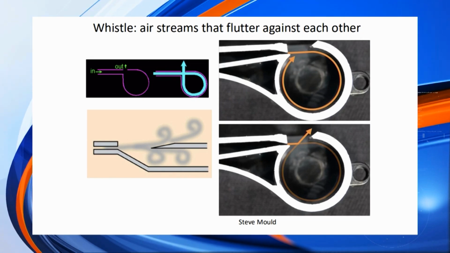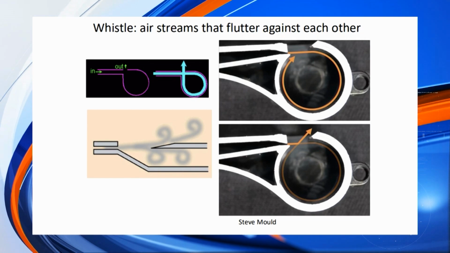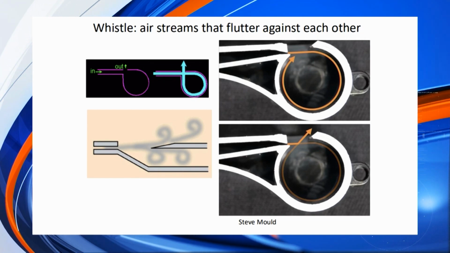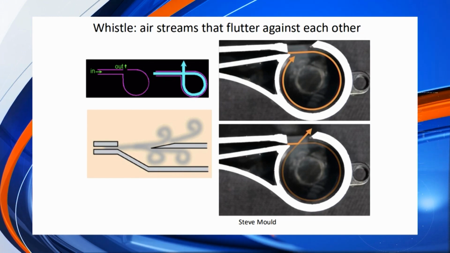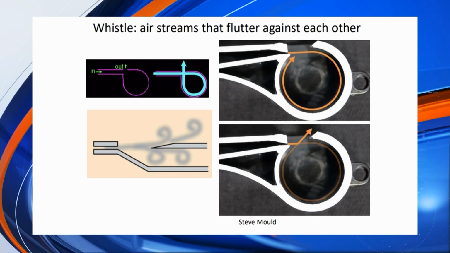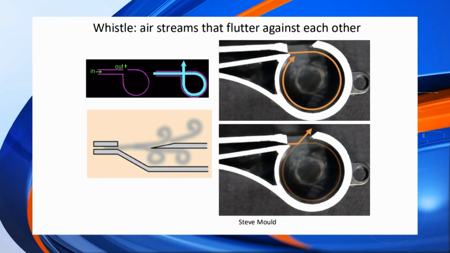But the thing that makes it complicated is that on the lower left, we see that when we blow against this little wedge, some of the air is going up, some of it's going down. There's a lot of turbulent flow.